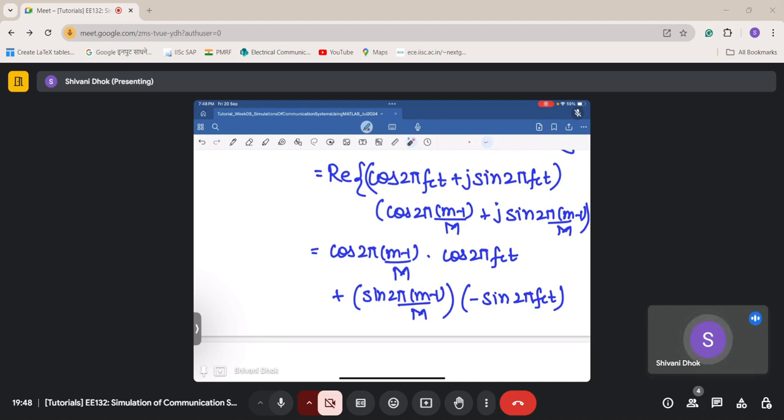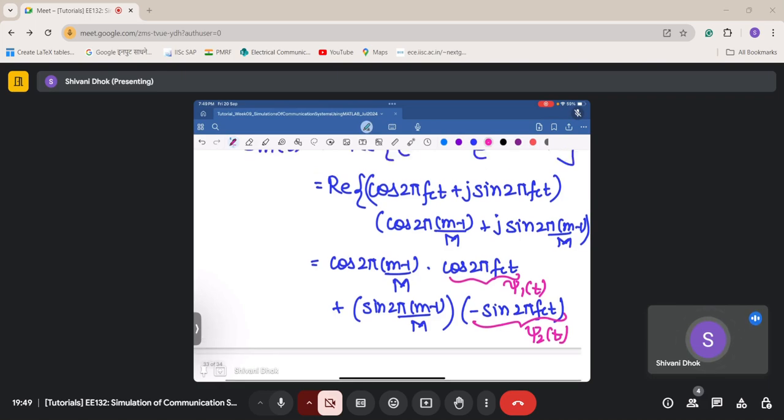Now, if you apply Gram-Schmidt orthogonalization and try to simplify it, you will understand that cos 2 pi FCT and sin 2 pi FCT are orthogonal functions. You can then normalize them properly to simplify. So these are basically the addition of two weighted orthogonal signals. You need two orthogonal signals to represent this particular signal. So cos 2 pi FCT and sin 2 pi FCT are the two basis signals, psi 1 of t and psi 2 of t. So now you need two bases.